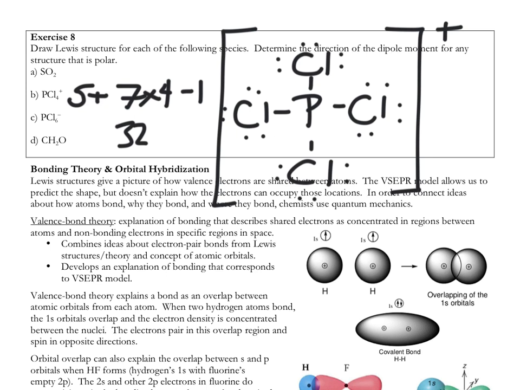There's no lone pairs where we don't have an attraction for electrons. So this is perfectly symmetrical, and there's no dipole moment. So non-polar, even though the bonds are polar.